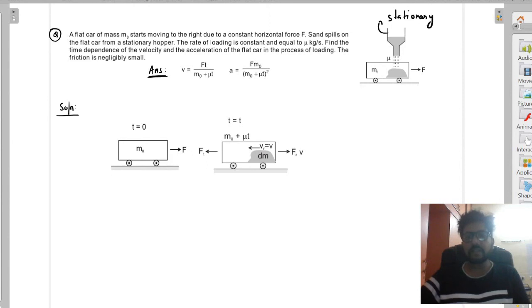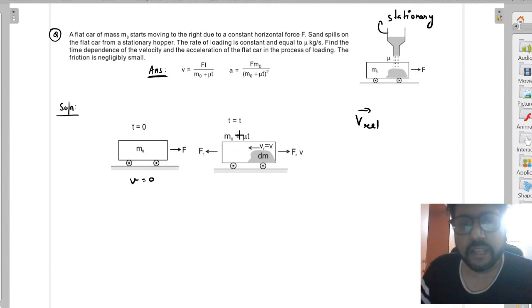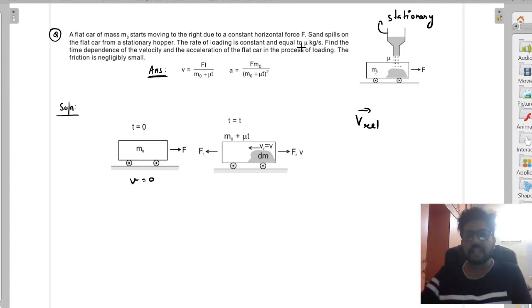This is stationary. So now in this question you can see that the mass is getting added. So first of all we will write V relative. What is V relative? Let at any instant, see at t equal to 0 the velocity is 0. But at t equal to any time t, the mass of the system has become equal to m naught plus mu t, because mu is linearly increasing. Okay, because it is given that the rate of loading is constant.